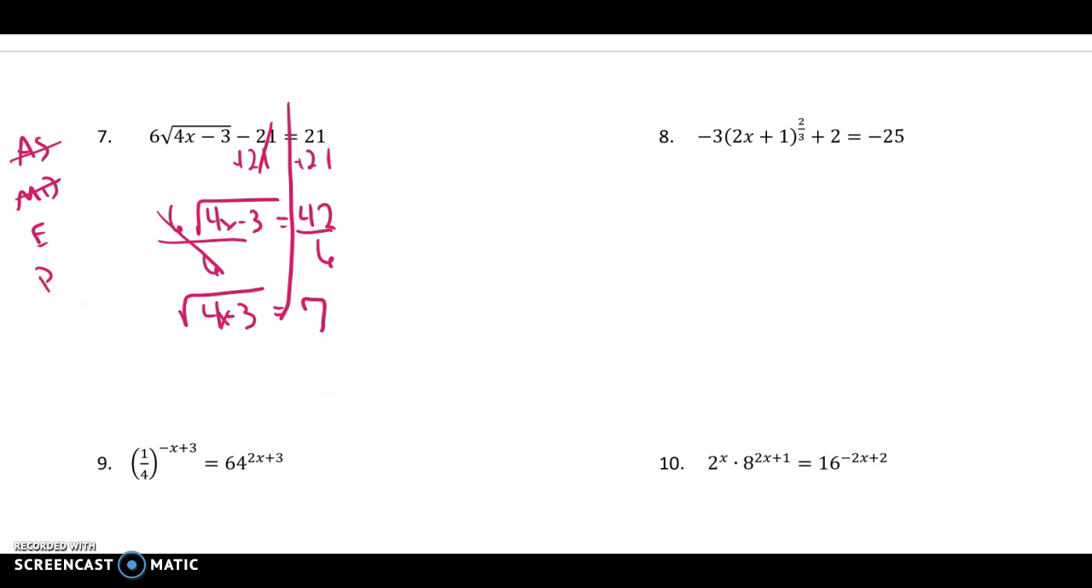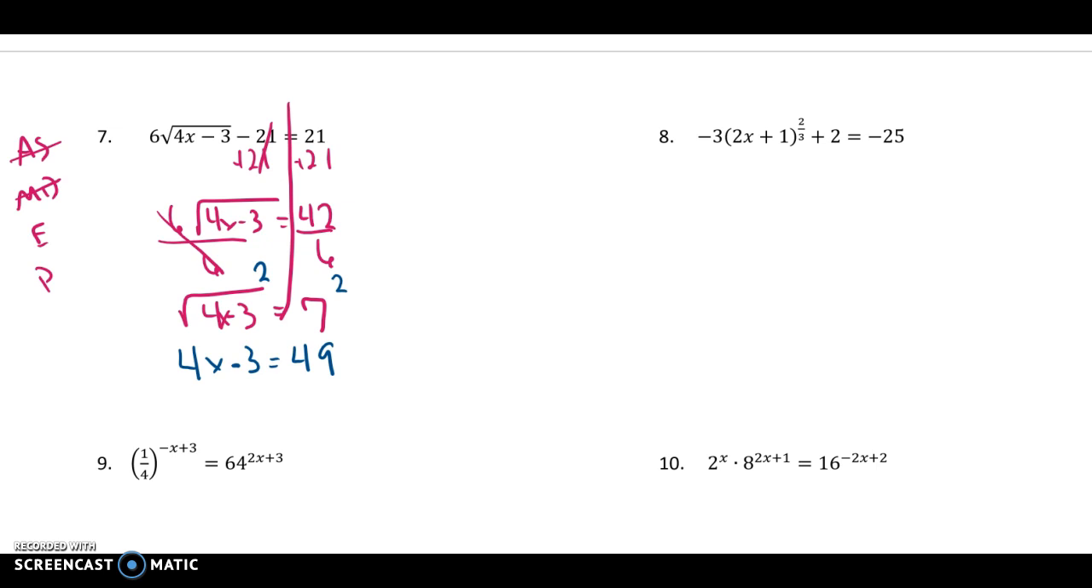And now it's not an exponent. I mean, a square root is like a 1/2 power, so it's the same thing. But to get rid of an exponent, since it's a square root, I'm going to square this side, and I'm going to square this side. So on the left side, I now have 4x minus 3, and on this side, I have 49, and now I'm going to let you finish from there.